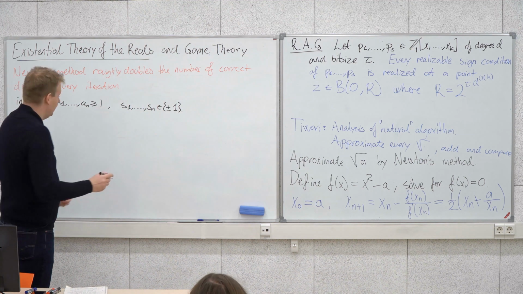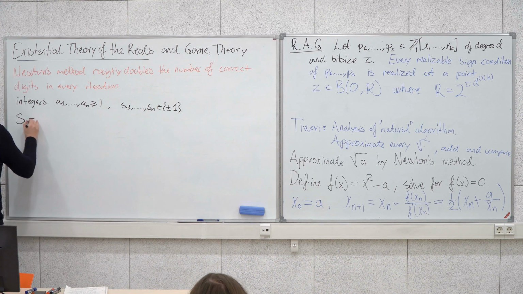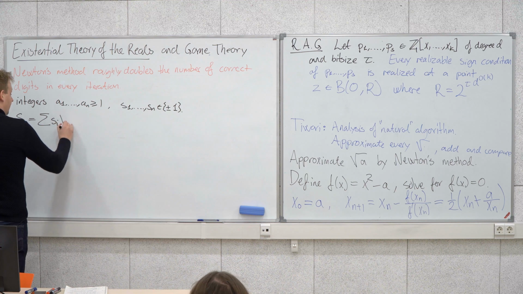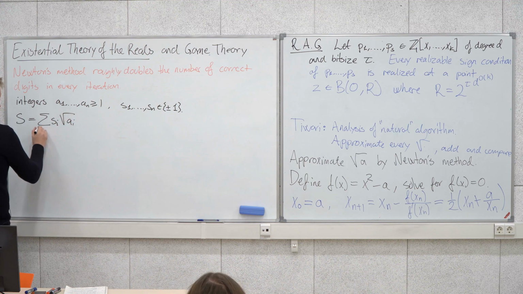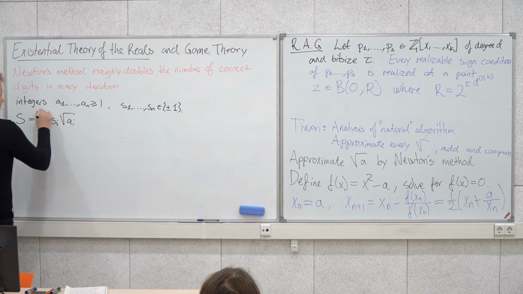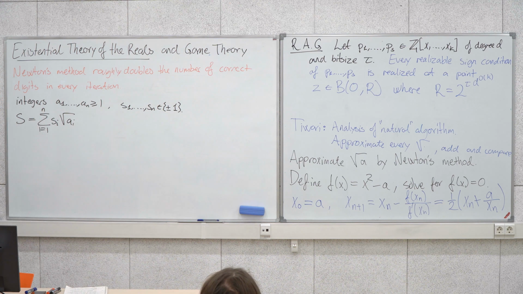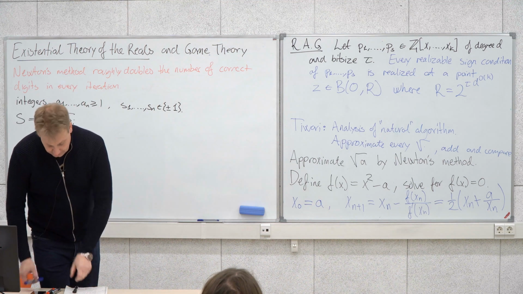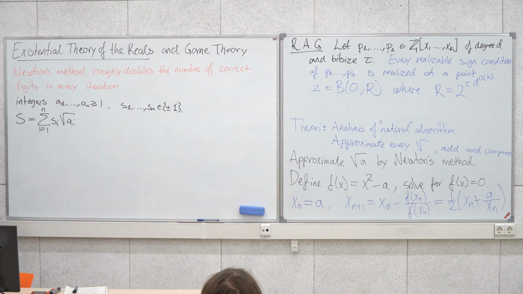So I want to look at the quantity S, which is the sum of si's times the square root of ai, i from 1 to n. So I want to have a statement saying that either this number here is 0, or we have a lower bound on the magnitude of this number. Right? And I want to apply this result to get that. So I'll write down a system of equations.